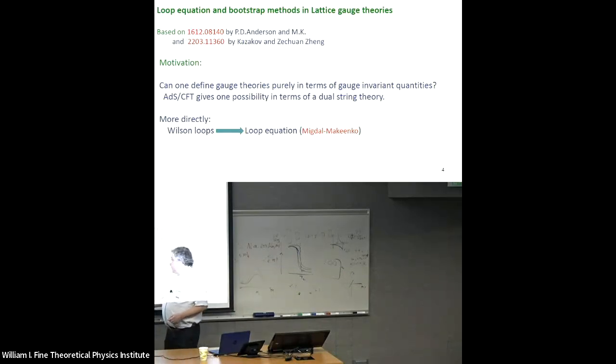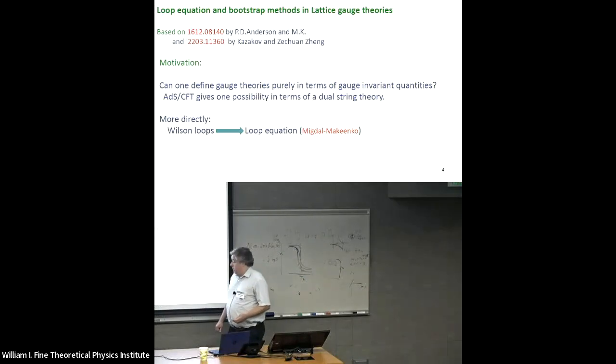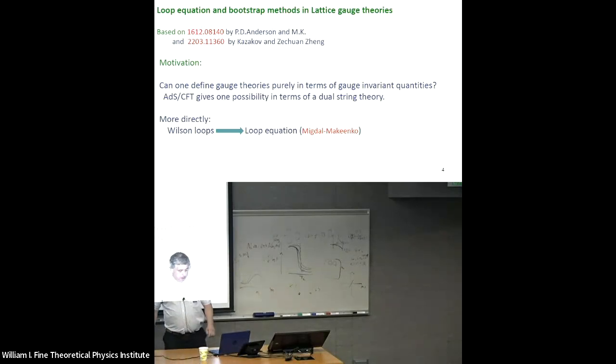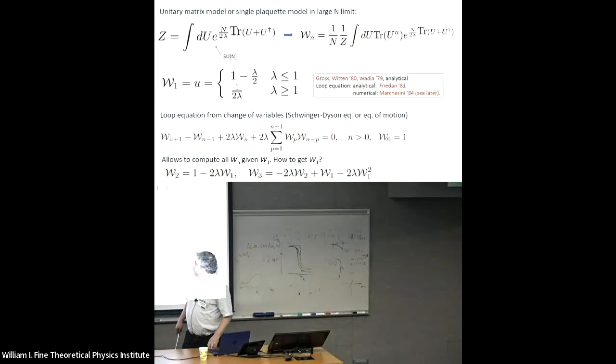The idea was to use the Migdal-Makeenko loop equation. If you solve the loop equation, then you have an expectation value of the Wilson loops without any reference to the gauge degrees of freedom. However, what I'm going to argue is that the loop equation generically has an infinite number of solutions, and the positivity condition is what chooses the correct one.